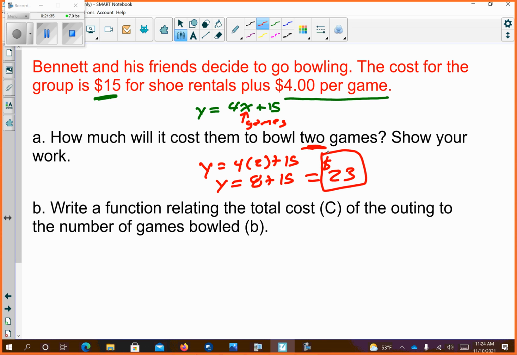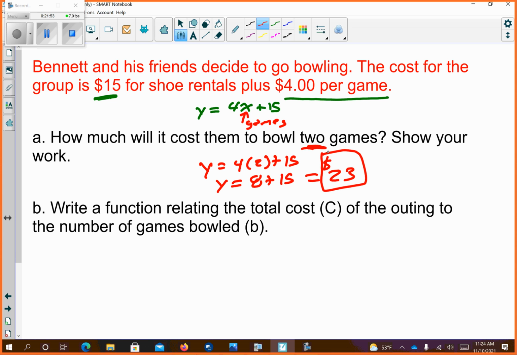They get their shoes, they bowl 2 games, they wind up having to pay $23 for the time that they were at playing the 2 games. Okay? I don't know if that's a good price or not. I haven't bowled in many years. I don't have anything against bowling. I just don't do it.